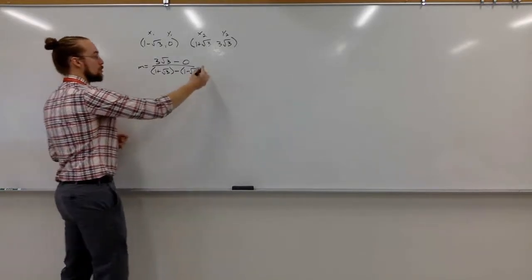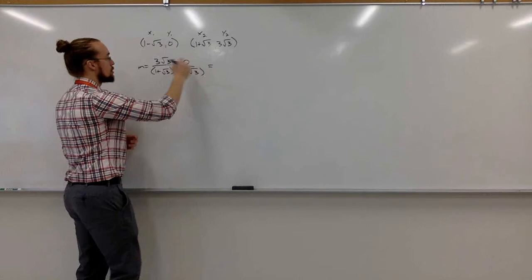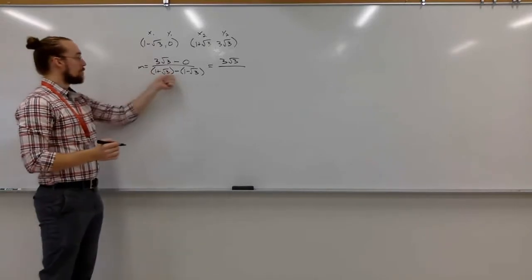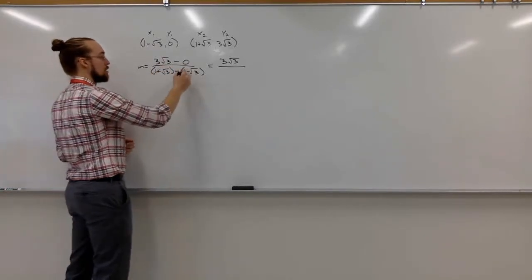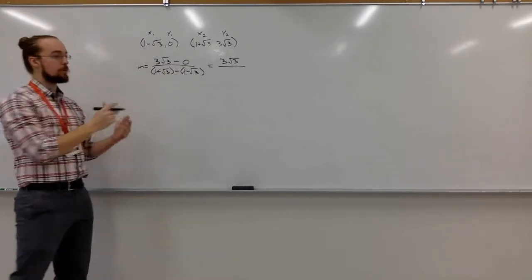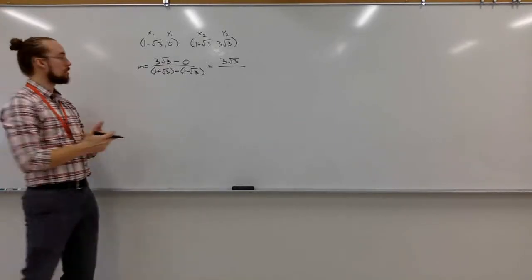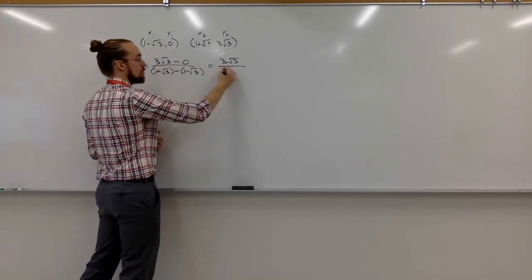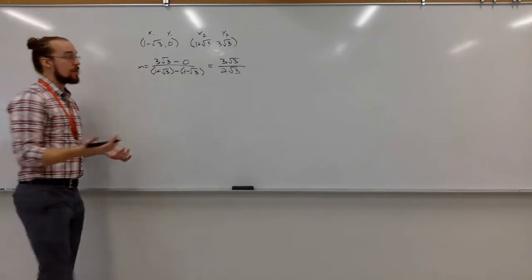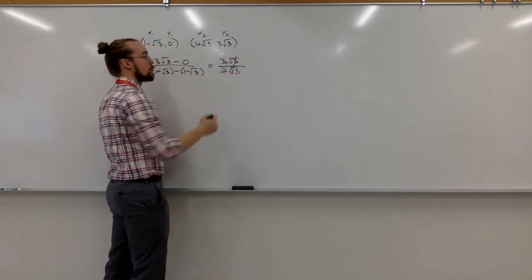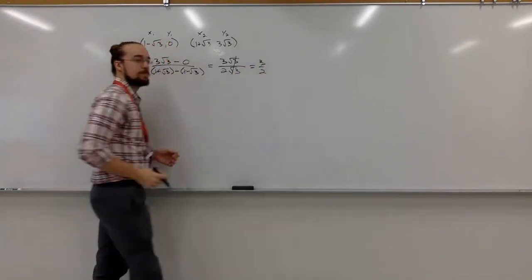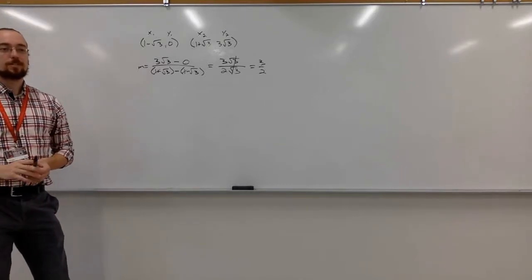So I'll try to simplify now. In the numerator, we would just get 3 times the square root of 3. In the denominator, 1 minus 1 cancels out, and then I've got the square root of 3 minus negative square root of 3. That would be the square root of 3 plus the square root of 3, so just 2 times the square root of 3. Now we can cancel out these radicals since I'm multiplying, and we just get 3 halves. So I guess it does end up canceling out.